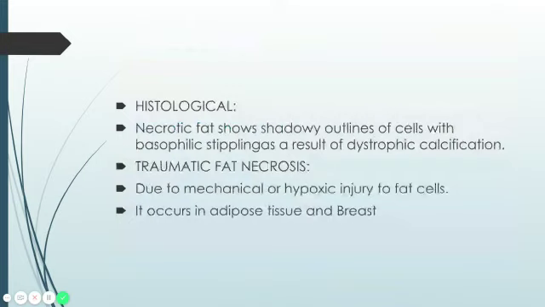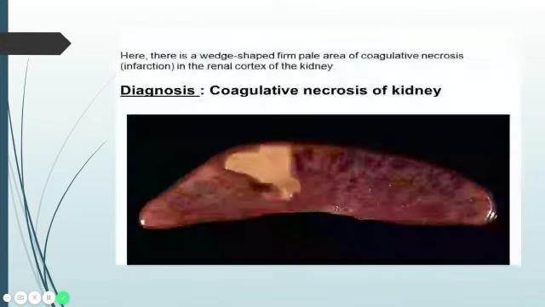The other type is traumatic fat necrosis, which is due to mechanical or hypoxic injury to the fat cells, and it occurs in adipose tissue and breast tissue. On gross examination, here you can see this is a specimen of kidney. This is a wedge-shaped pale area of coagulative necrosis in the renal cortex.